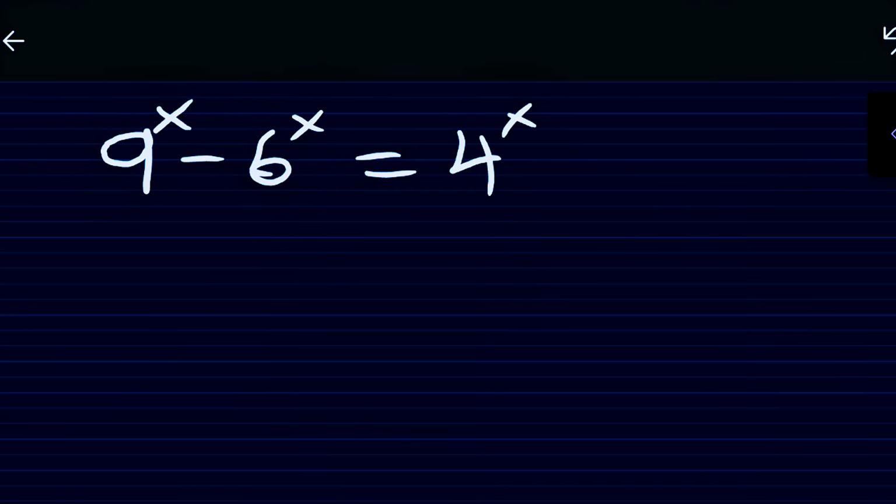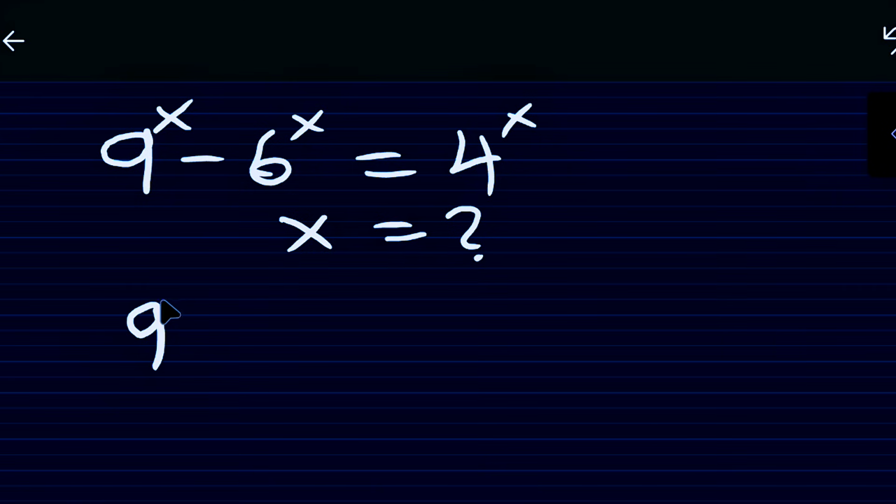We have a very complex math Olympiad here, and a lot of students could not find the value of x that we are expected to find in this given math Olympiad. Okay, now the first thing we are going to do is to divide through by 4 exponent x.